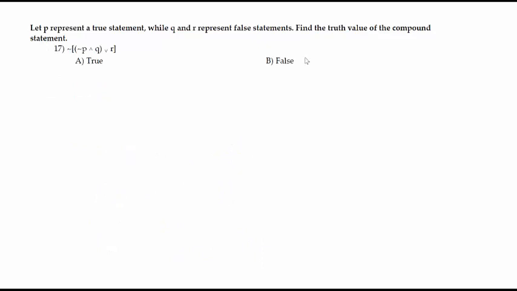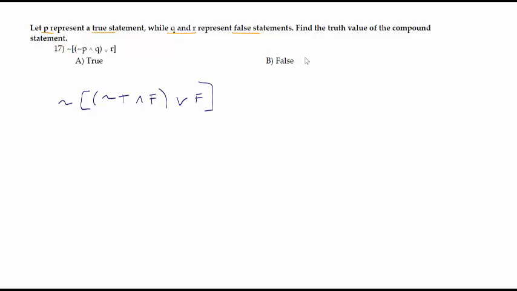Number 17 is similar to the last example, except we have more statements. So now we're told that P represents a true statement and Q and R are both false statements. Same as we did last time, I'm going to start with my not. I have square brackets, parentheses, not P, so I'm going to say not true, and Q, which is false, so I'll put in false for Q, and then or R, and R is a false statement as well.